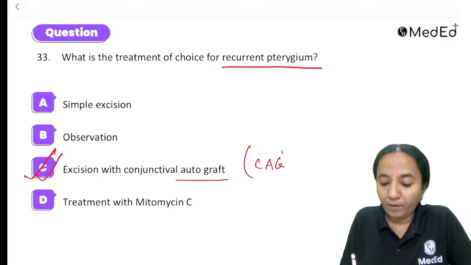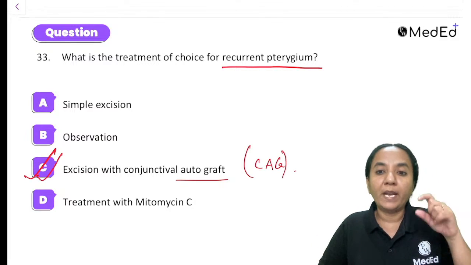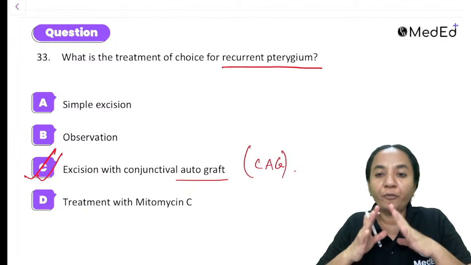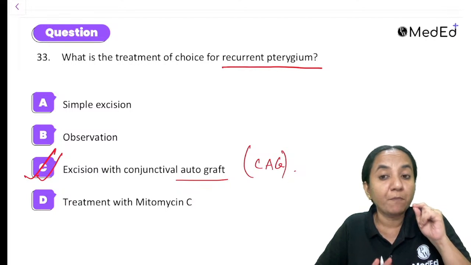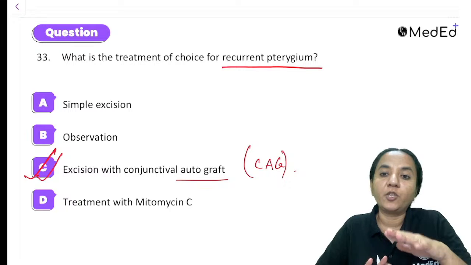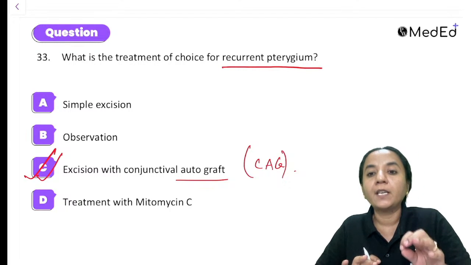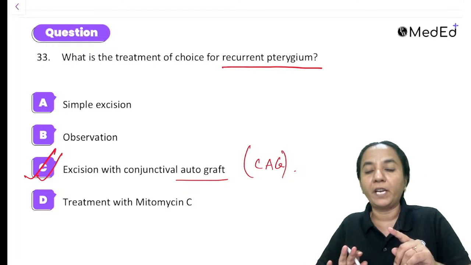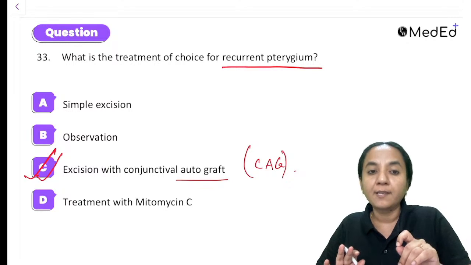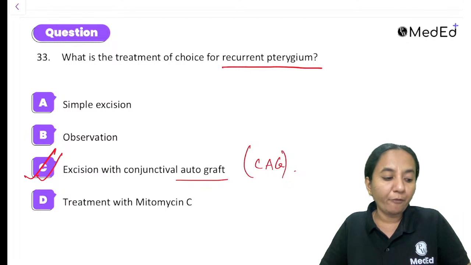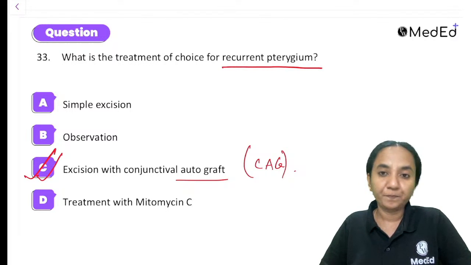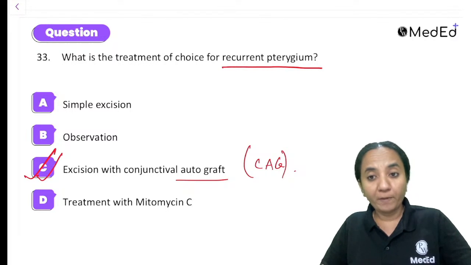What is conjunctival autograft? Conjunctival autograft means you take a piece of conjunctiva from another place and you put it here. Right? So after you finish the excision, if we are asked what is the treatment of pterygium, the treatment of pterygium is surgical excision. What is the most common complication of pterygium excision? The most common complication is recurrence. And what is the treatment of choice for recurrent pterygium? The treatment of choice for recurrent pterygium is excision with conjunctival autograft. Right? Commonly asked question.